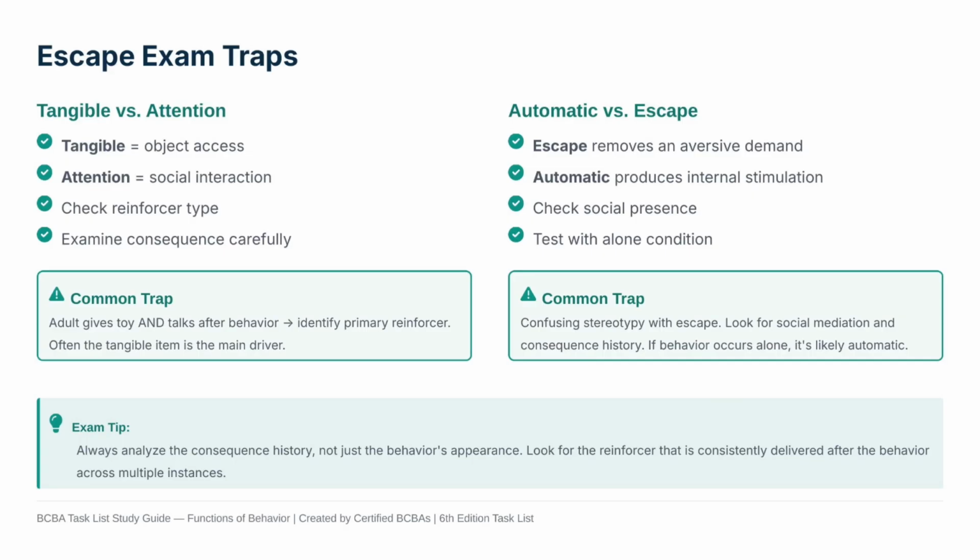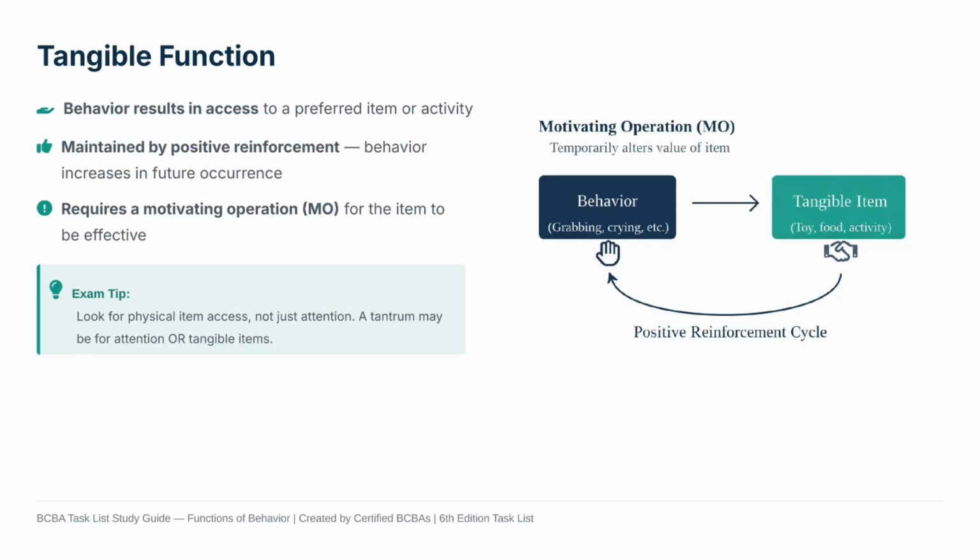Now here's where exam questions get tricky. Sometimes the teacher talks after the behavior, so students immediately choose attention. But if the worksheet was also removed, and that removal consistently follows the behavior, then escape is likely the true function. Similarly, don't confuse escape with automatic behavior. Ask yourself, would this behavior occur if no demand were present? That distinction is critical.